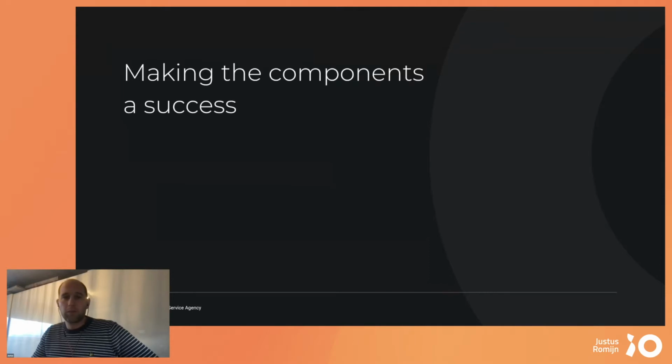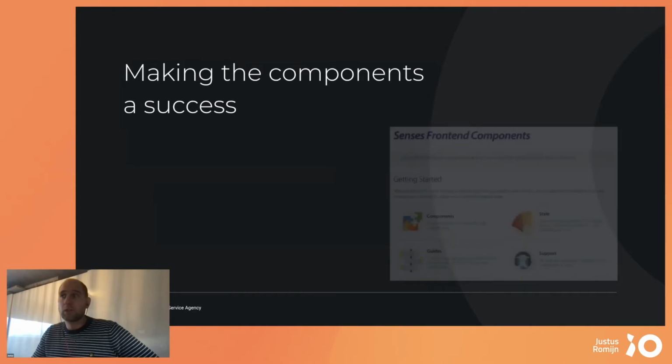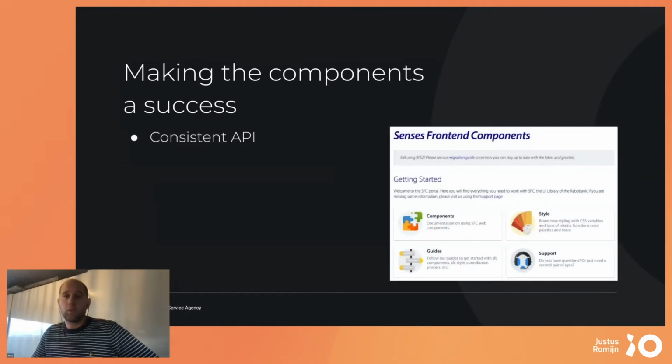So what are a couple of ingredients to make a component library a success in your organization? One of the first things I want to mention is a consistent API. We've got a single team working on our components, and still we make mistakes every now and then. Of course, it's hard to keep track. We've got more than 80 components, but if at all possible, you always have to keep in mind what you've already built, which choices you made, and keep making the same choices.